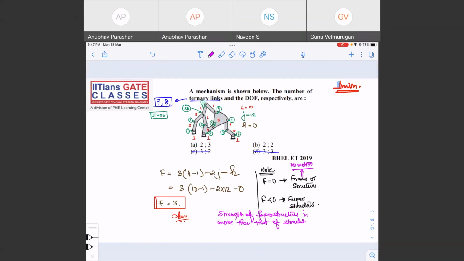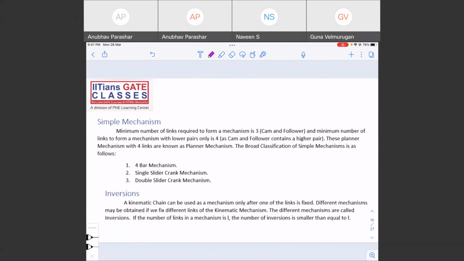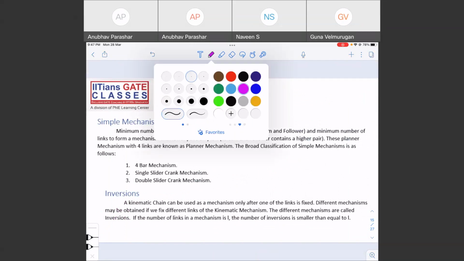So a lot of questions are hidden in this. Okay. So now we enter into simple mechanisms. What do I mean by simple mechanisms? Right.